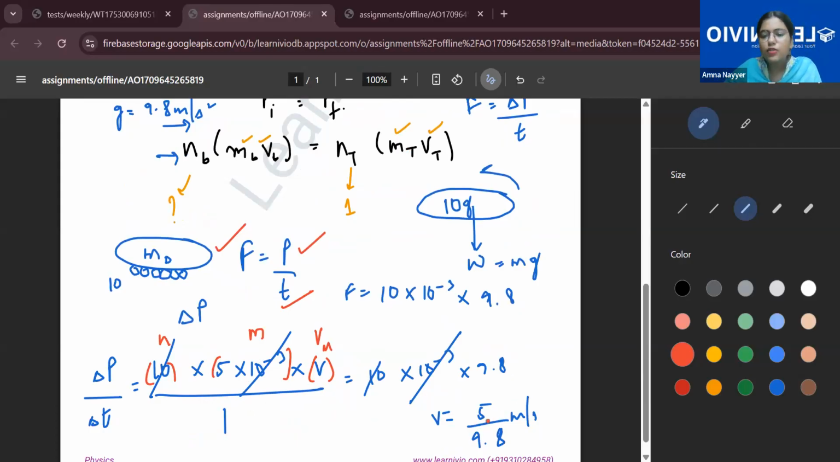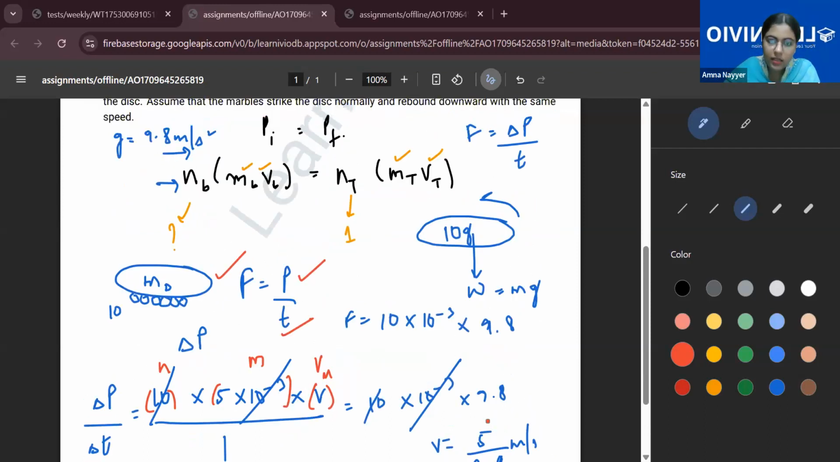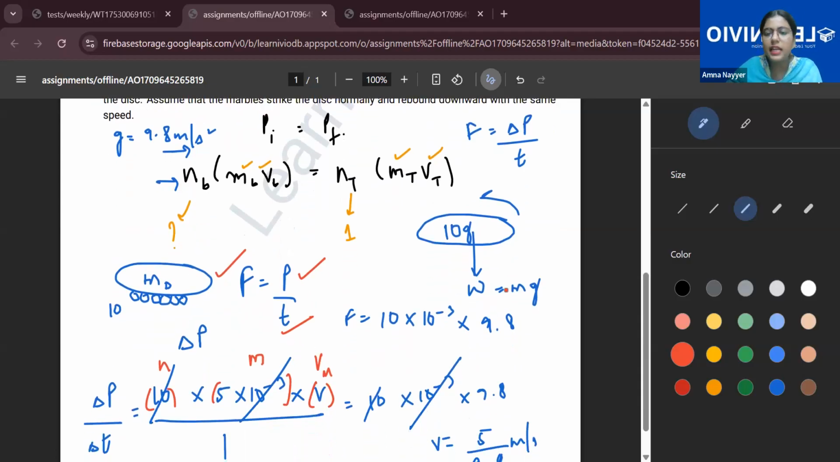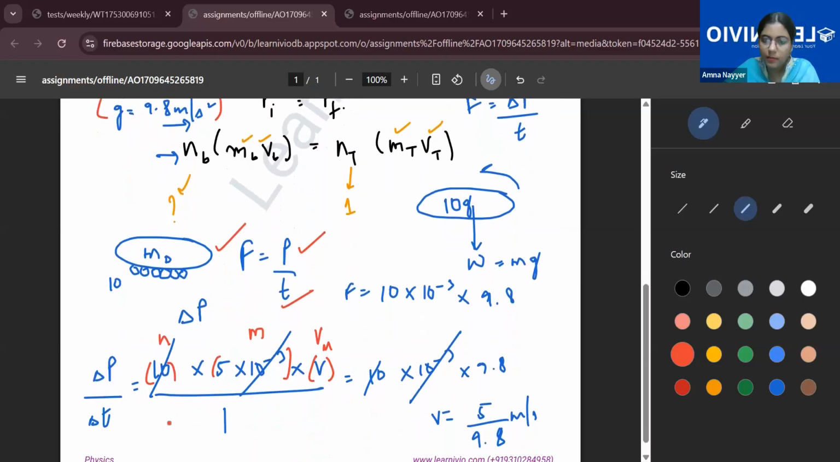Thank you. Okay. So this will be around 0.4 something. Just check and write down this question. And in your words, write about this also, that the weight is being balanced by the 10 marbles. Okay. And this is mentioned in the question: weight is being balanced by the 10 marbles. Please copy down this one for question 5.